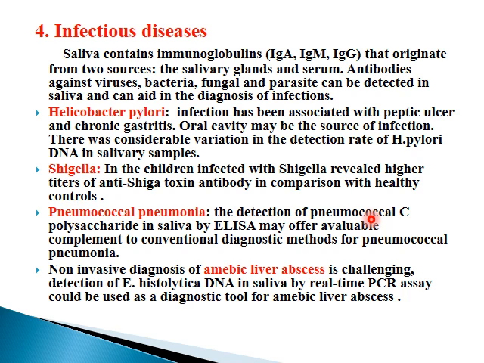Pneumococcal pneumonia: the detection of pneumococcal polysaccharide in saliva by ELISA technique may offer a valuable complement to conventional diagnostic methods for pneumococcal pneumonia. Non-invasive diagnosis of amoebic liver abscess is challenging. Detection of Entamoeba histolytica DNA in saliva by real-time PCR assay could be used as a diagnostic.